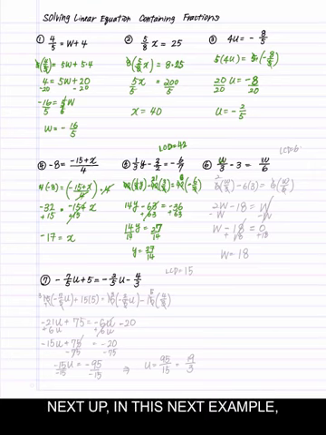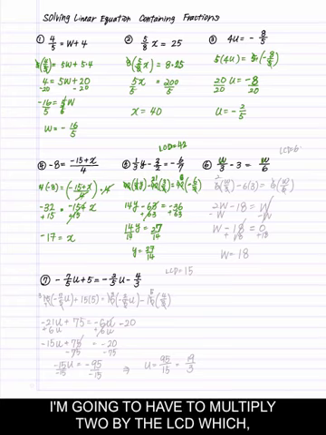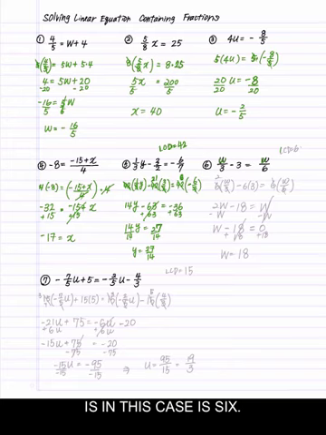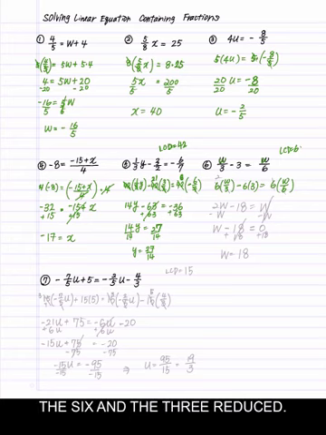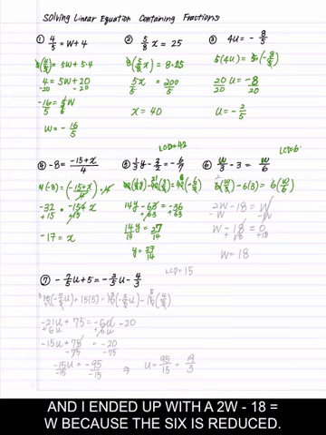Next up, in this next example, I'm going to have to multiply through by the LCD, which in this case is 6. That covers the 3 and the 6, so I'm going to go 6 times W over 3, minus 6 times 3, 6 times W over 6. All right, on the left-hand side, the 6 and the 3 reduce, and I end up with a 2W minus 18 equals W, because the 6's reduce.